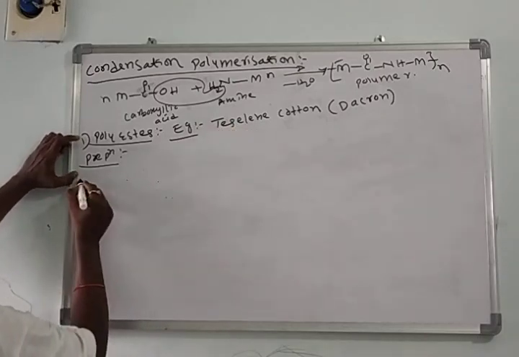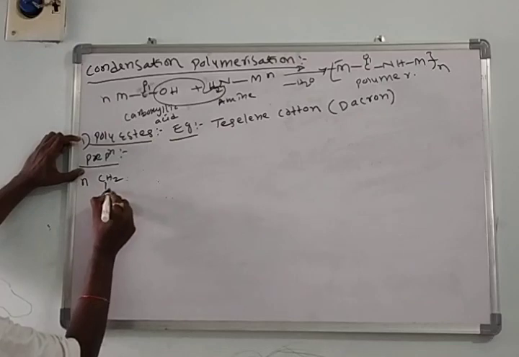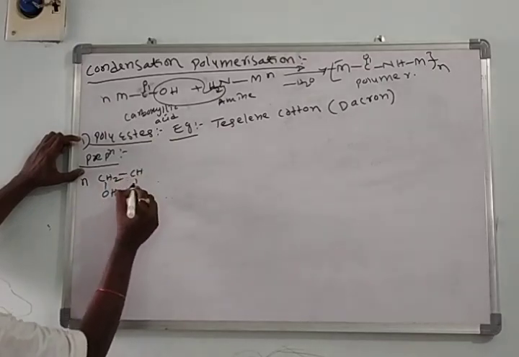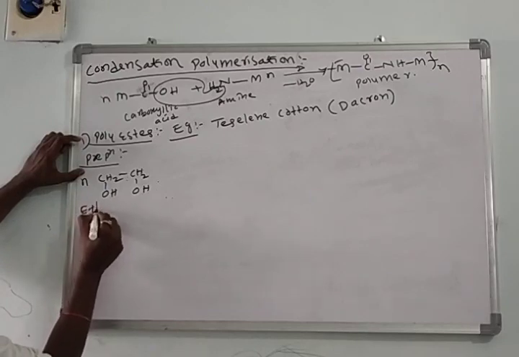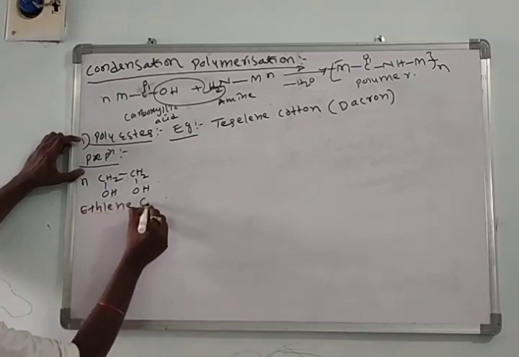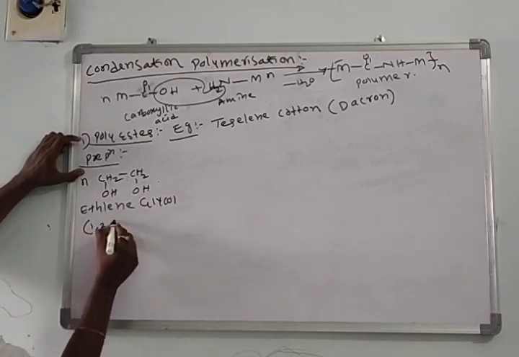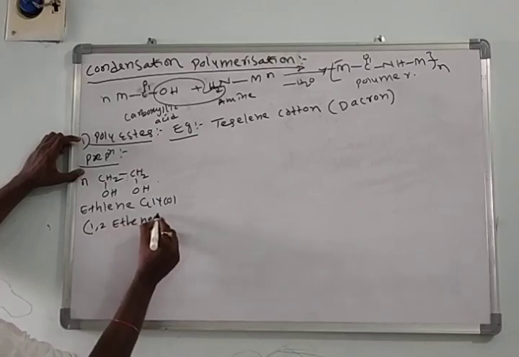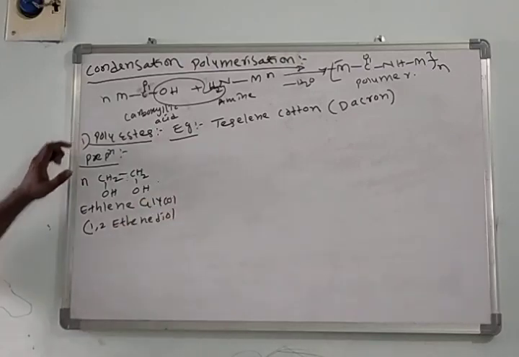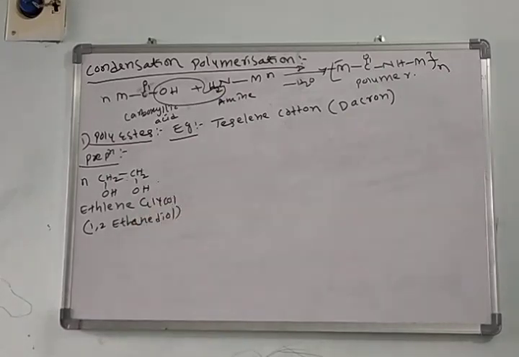Terylene cotton is prepared by using ethylene glycol. Here I am writing ethylene glycol, 1,2-ethane diol. This we call ethylene glycol. The IUPAC name of this one is 1,2-ethane diol, sorry, not ethene diol.